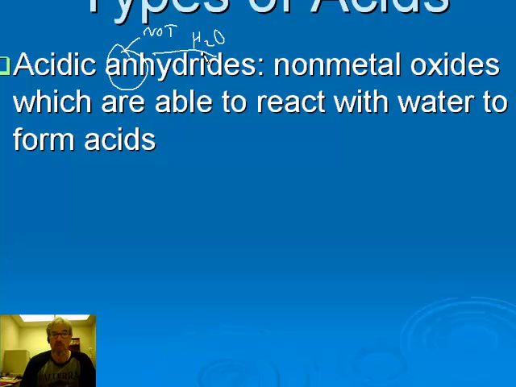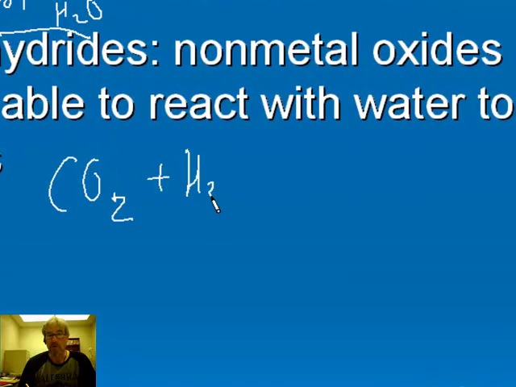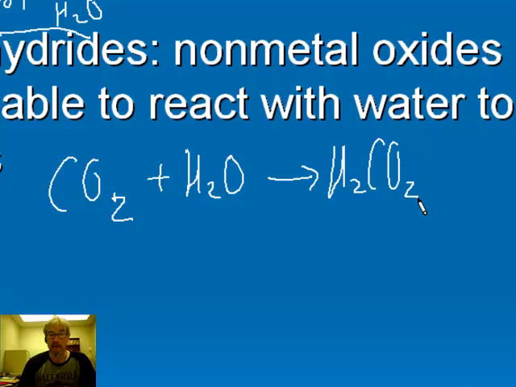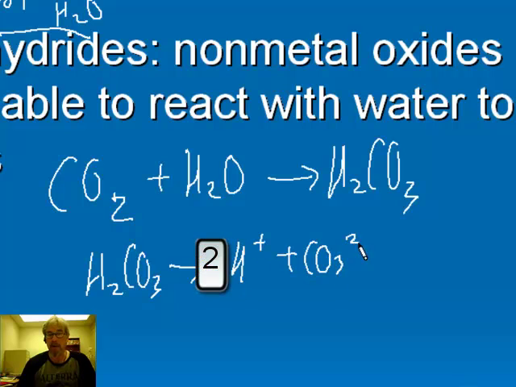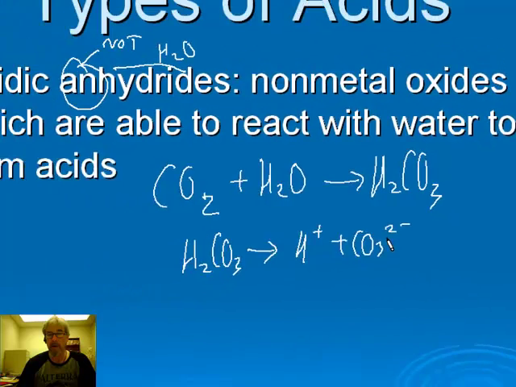Non-metal oxides will react with water and form acids. This is one that happens actually in your bloodstream. Carbon dioxide reacts with water and it produces the acid carbonic acid, which is H2CO3. Then that acid can further dissociate and give you protons and an anion. So acidic anhydrides are also acids.